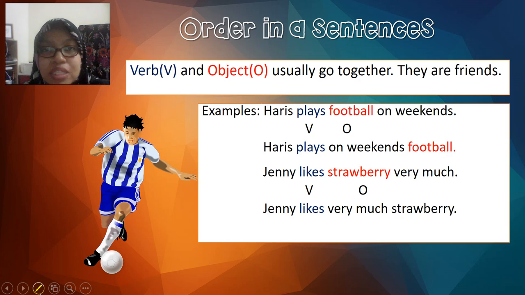So the next step is awak dah nampak flow dia. Awak kena tahu simple sentence. Lepas tu awak kena tahu how to make a compound sentence. And now you learn how to order the sentences. Macam mana awak nak susun sentences tu.